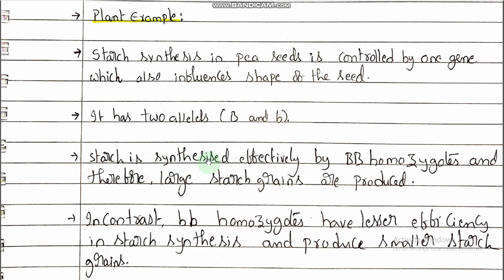Starch is synthesized effectively by capital B homozygotes. So when capital B is present in the homozygous condition, starch synthesis is effective and large size grains are produced. The size of the grains is also large, right?